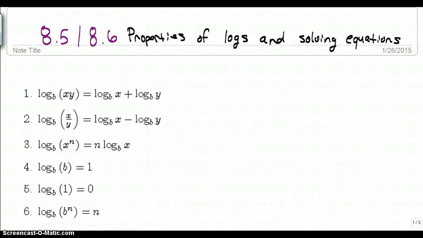So this lesson is going to be about the properties of logarithms and solving equations dealing with logs and exponents. So take a quick look at the different properties. They're really similar to the exponential properties. If you need to pause it right here, you can. But I'm going to go ahead and talk about two new properties, and they're called the inverse properties.